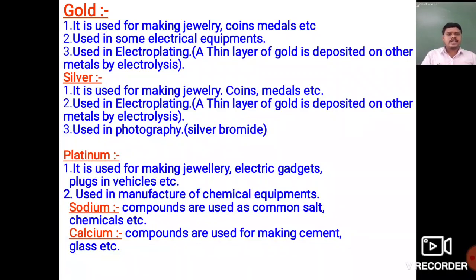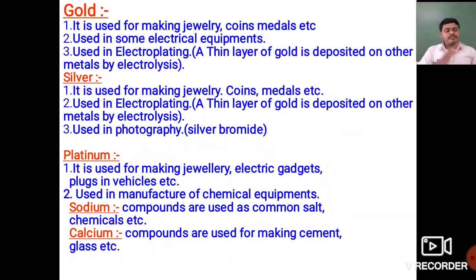The next one is silver. As we know that the silver is also one of the very important and costly metals that will be used in our day-to-day life. Is it right now, children? So this silver is also used in the manufacturing of different kinds of jewelries, coins and medals, as well as the electroplating phenomenon. And one more very important thing, this silver is used in photography. Silver bromide is a kind of byproduct of the silver. It will be used in photography.